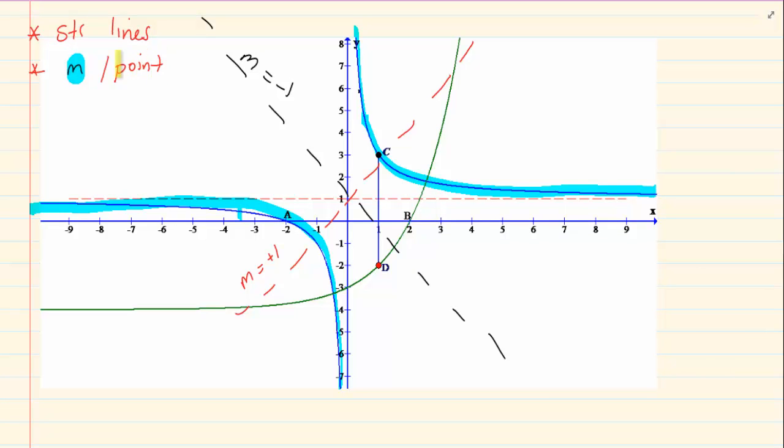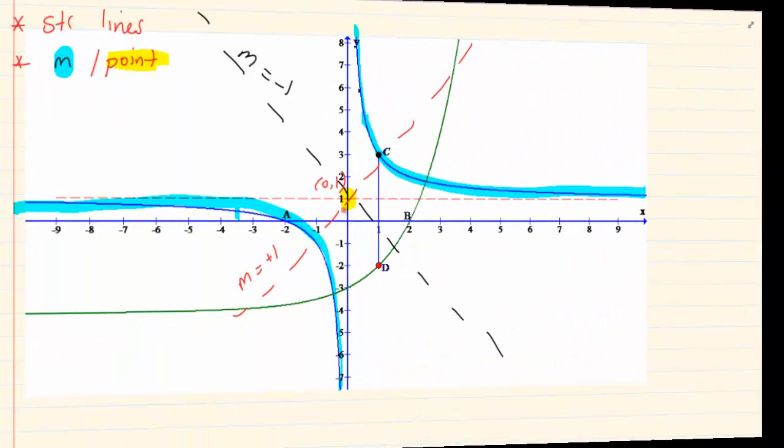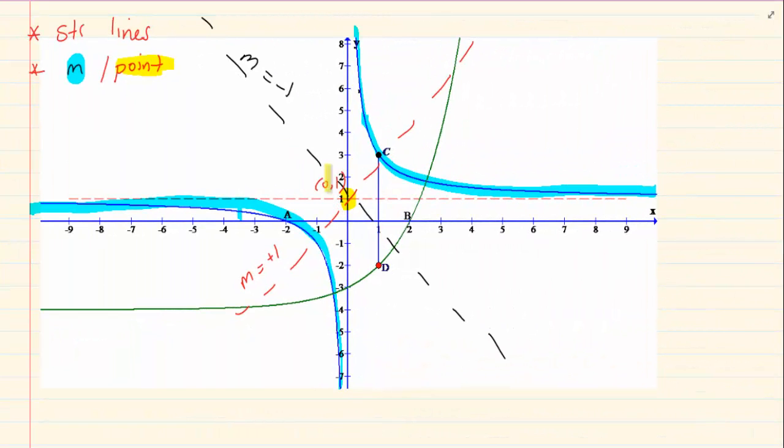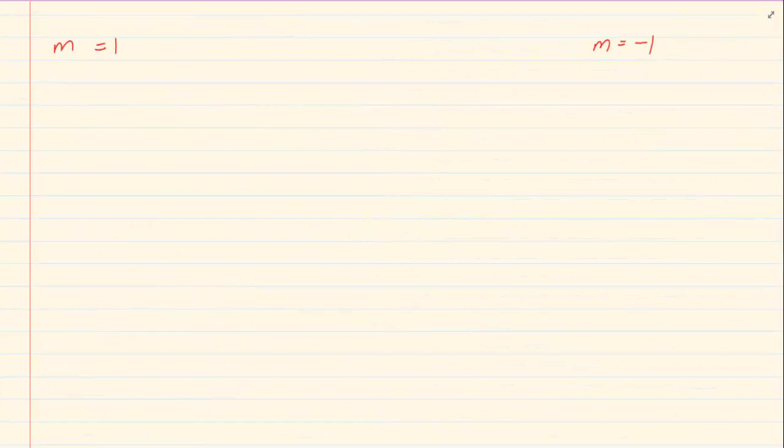Now, how do we get the point? The point is created by the asymptote. Now, that coordinate is 0 and 1. So, we have our gradients, m is equal to 1 and m is equal to -1. Then we have our coordinate. Our coordinate is the same for both of them, which is 0 and 1. So I have my coordinate 0 and 1, and I have my coordinate 0 and 1.